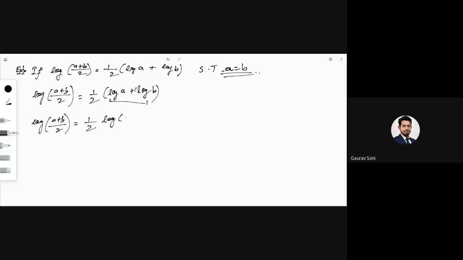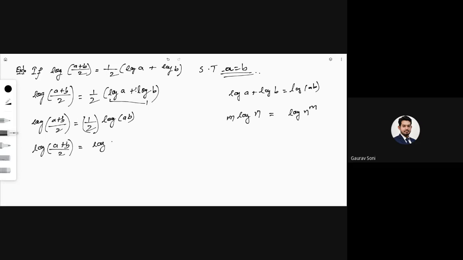Now we have another property. So I'll state the properties here. Log of a plus log of b is equal to log of a into b, the first property that I have used. Later, m log n is equal to log of n raised to m. So this is 1 by 2 log of AB. So this can be written as log of a plus b by 2 is equal to log of a into b raised to 1 by 2.